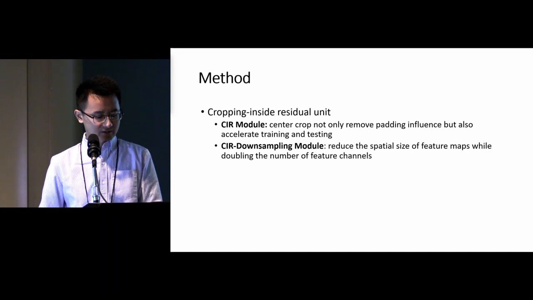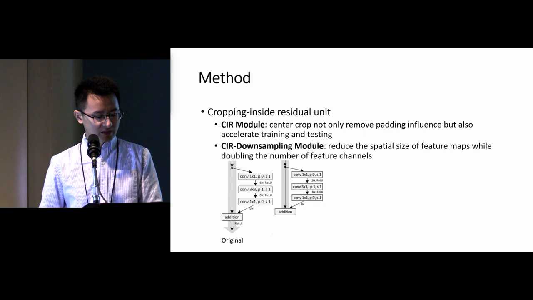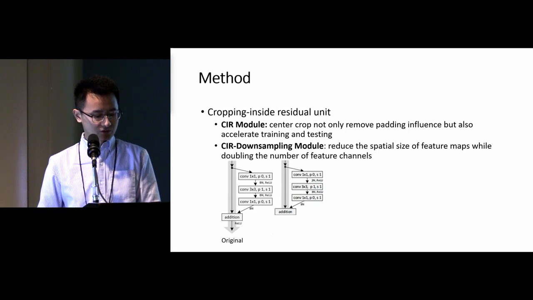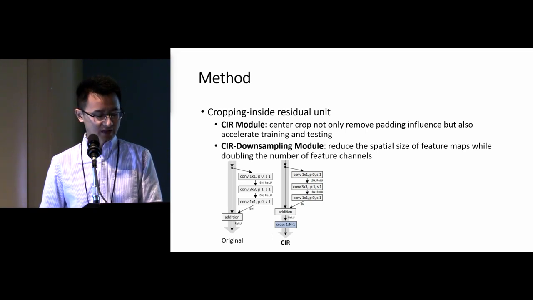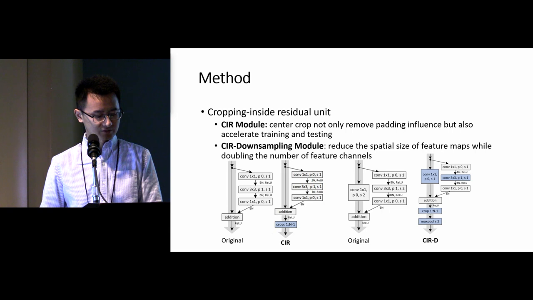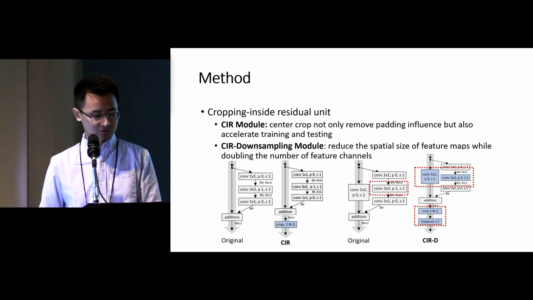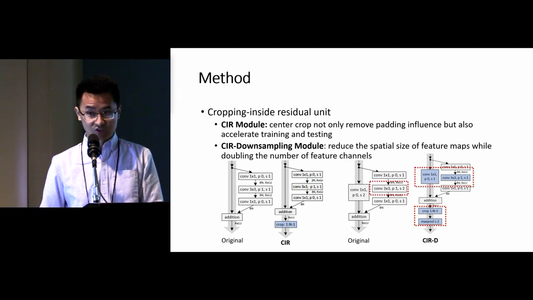Our design is built upon residual units. To solve the perceptual inconsistency problem, we augment the residual unit with a cropping operation to remove zero paddings. Moreover, we redesign downsampling residual units to reduce the spatial and channel size of feature maps, while keeping the information intact.